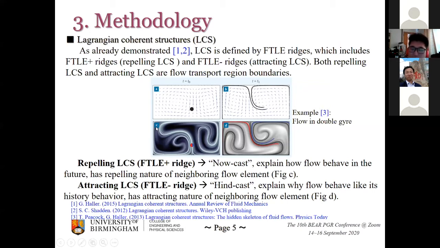If you look at figure C, here is the forward FTLE map, and the white line is the forward FTLE ridge. It corresponds to the repelling LCS. The meaning of repelling LCS is that it can explain how the flow behaves in the future.